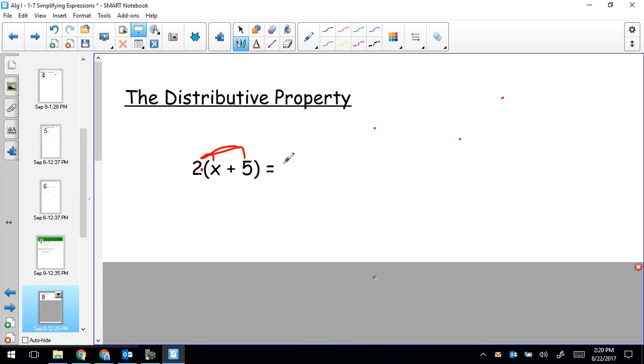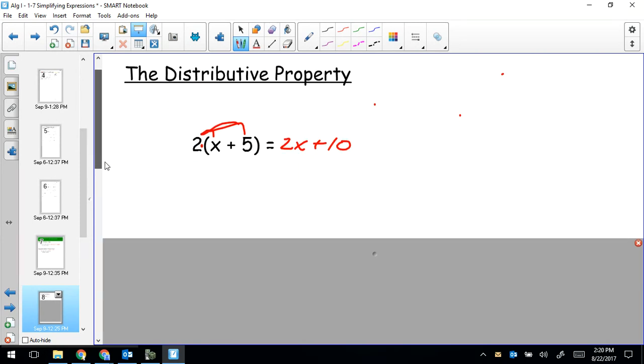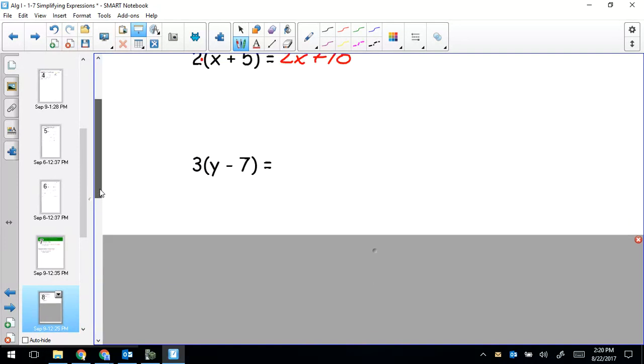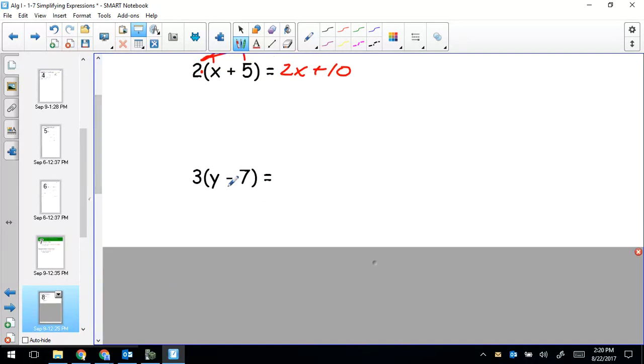So 2 times x is 2x. 2 times 5, 10. Okay, so 2 times x, 2 times 5. Let's keep it going. Pause here and try this one with the distributive property, and then play when you think you've got it.